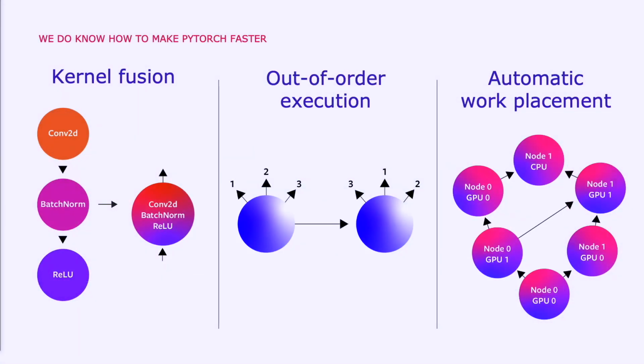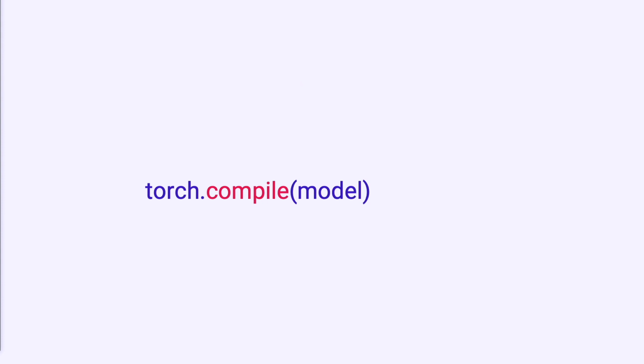Adam Paszke and I made this slide 5 years ago where we were like, oh, we know how to make PyTorch faster: build a compiler and do kernel fusion and out-of-order execution and stuff like that. And what I mean is just a small thing, where you wrap your model in a torch.compile or something like that, and then you get a faster model.